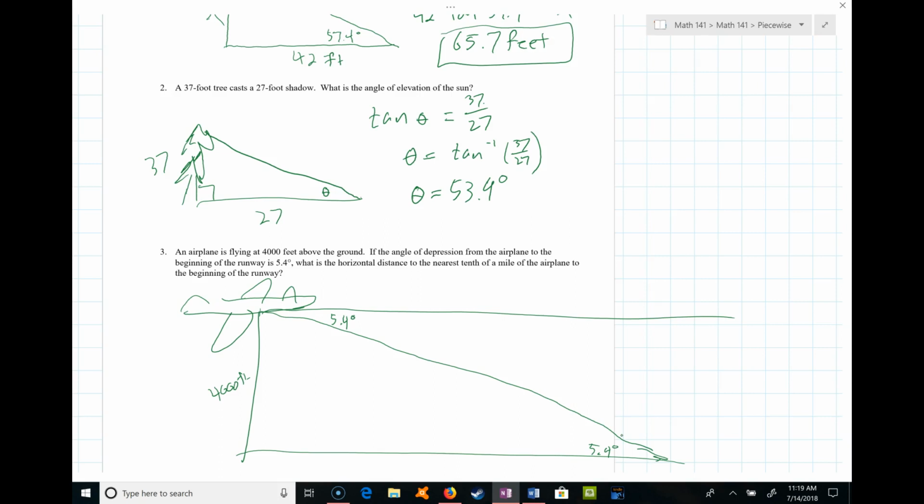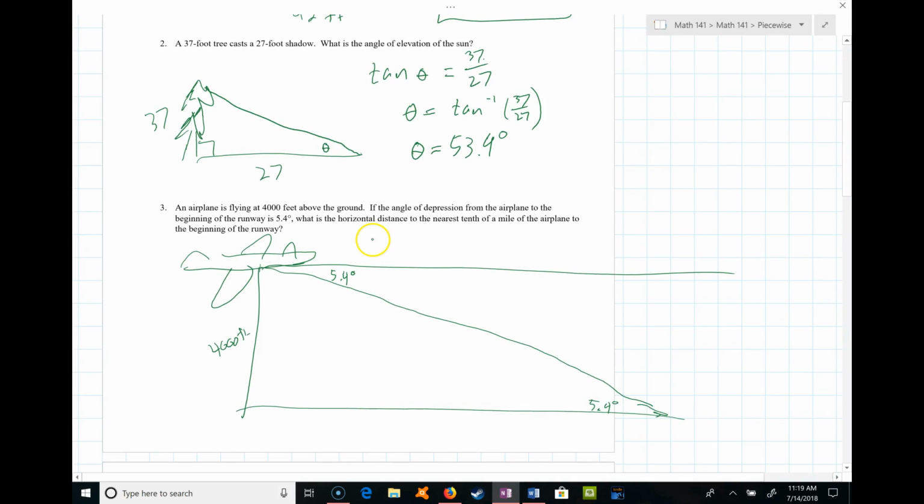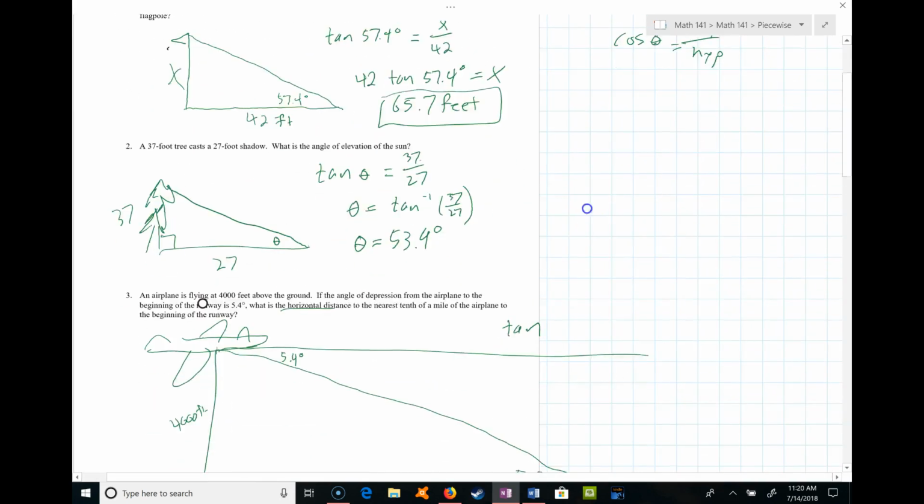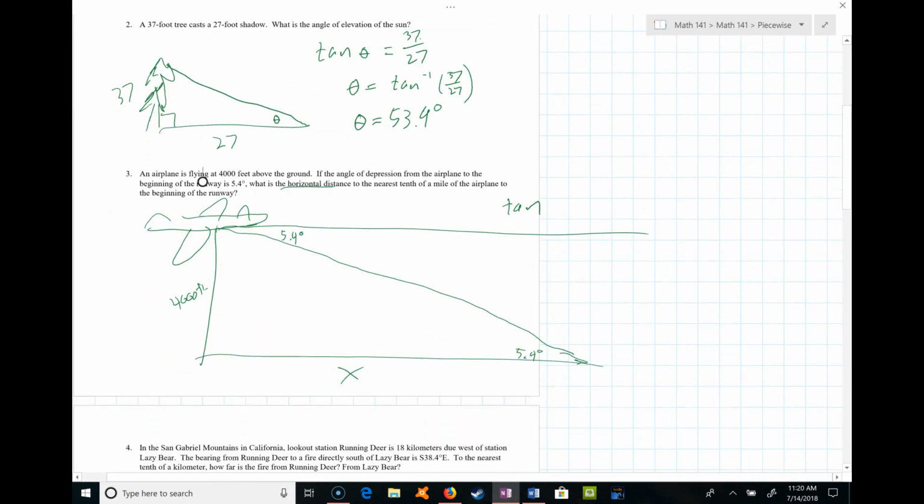I think I may be a little bit ambiguous about this, because it says horizontal. Good, I'm glad I said that. What is the horizontal distance to the nearest tenth? So we're looking for this down here. Once again, this is going to be tangent. Are they always tangent? No, they're not always tangent, but so far they have been. So this would be tangent. Why is it tangent? Because we know the opposite side, and we want to know the adjacent side.